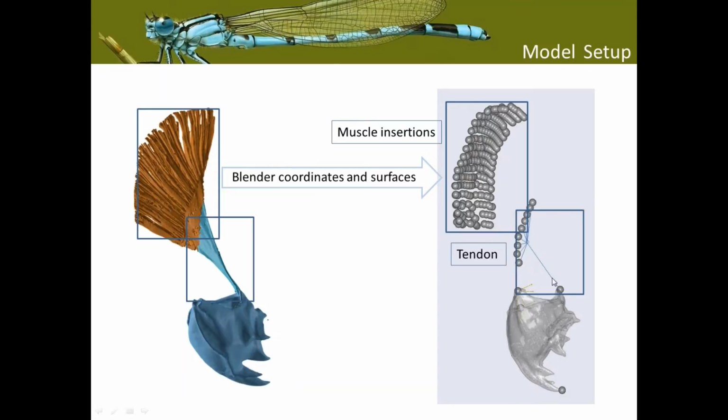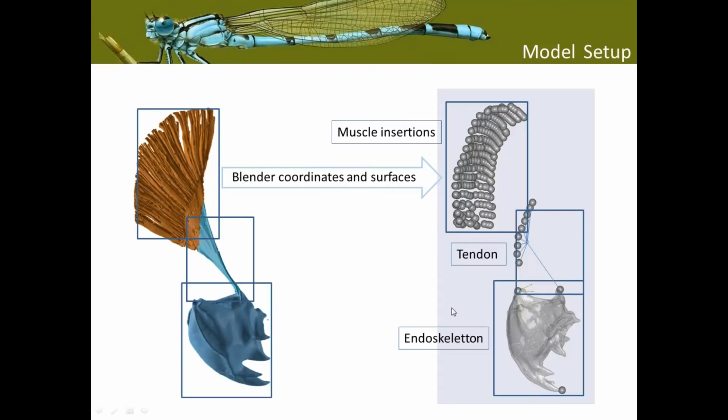Then we took the tendon, which is here. It's a little bit simplified, but it really gives us identically the shape of the original data set. And then we also imported the endoskeleton, which is the mandibles and the head capsule.